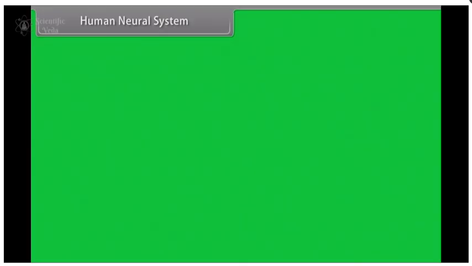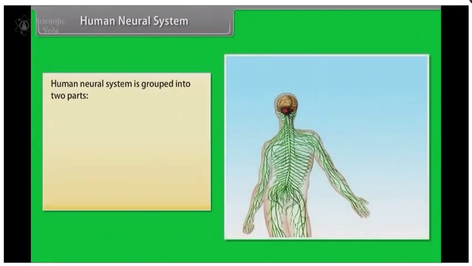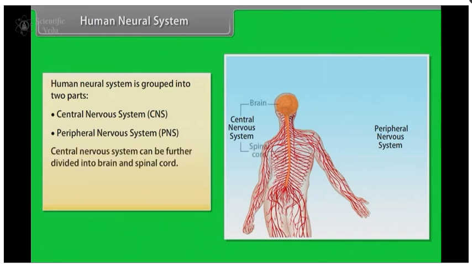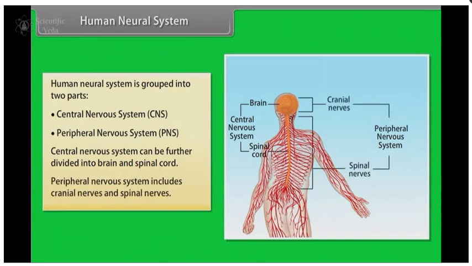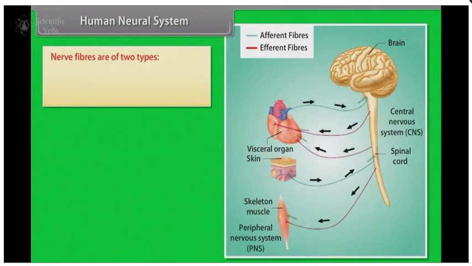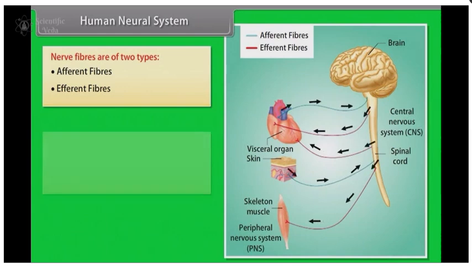Human neural system. The human neural system is grouped into two parts: central nervous system and peripheral nervous system. The central nervous system can be further divided into brain and spinal cord. The peripheral nervous system includes cranial nerves and spinal nerves. Nerve fibers are of two types. They are afferent fibers and efferent fibers.